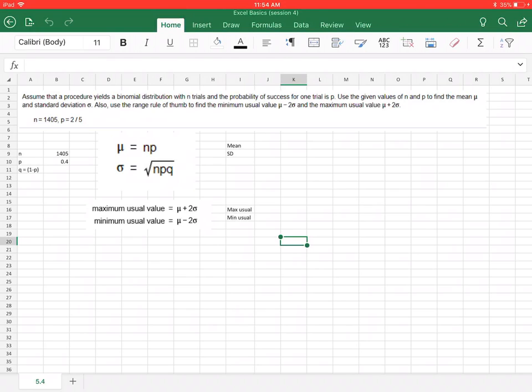Use the given values of n and p to find the mean, which is mu, and the standard deviation, which is theta. Also use the range rule of thumb to find the minimum usual value and the maximum usual value, and it gives the equations there.